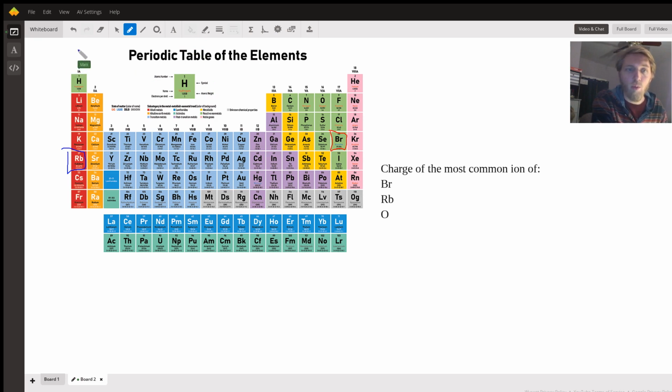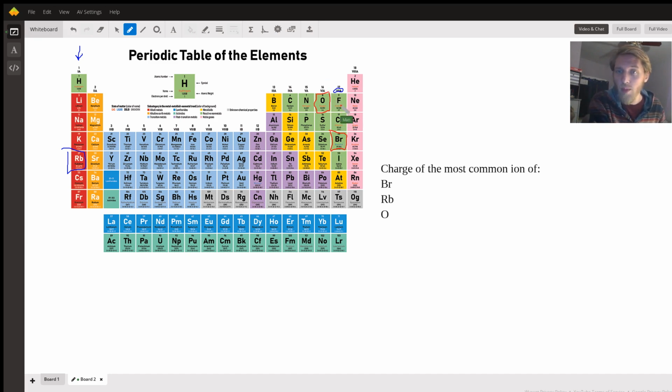And by the way, the group is which column it is in on the periodic table. So this is group 1A, 2A. Bromine's over here in group 7A. And I'm using these Roman numerals to distinguish that. And oxygen, finally, is up here in group 6A. What group an element is in tells us how many valence electrons it starts with.